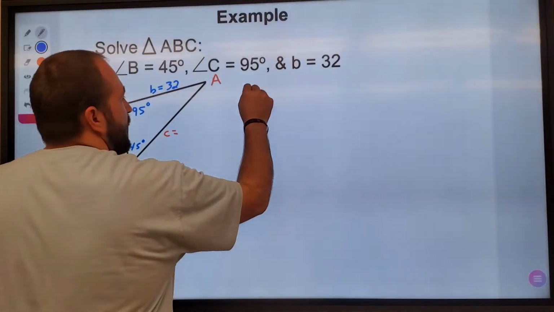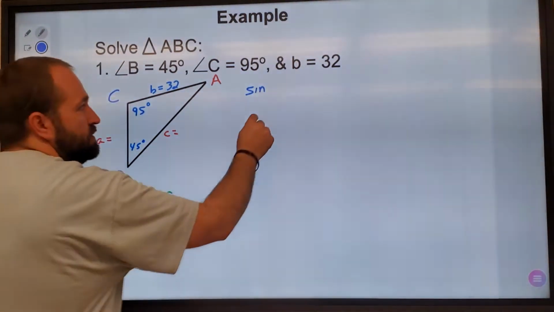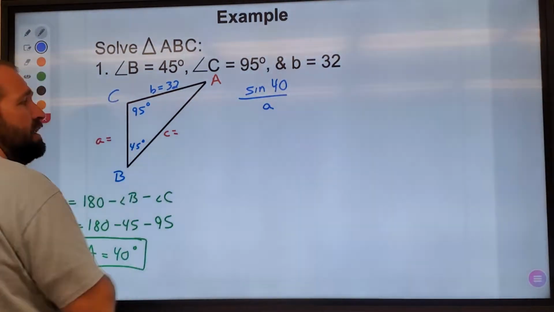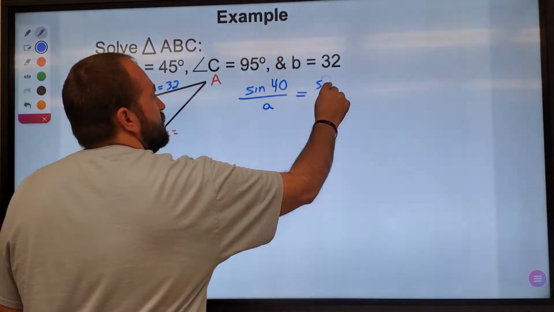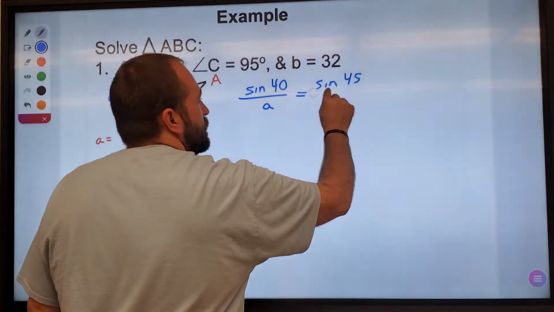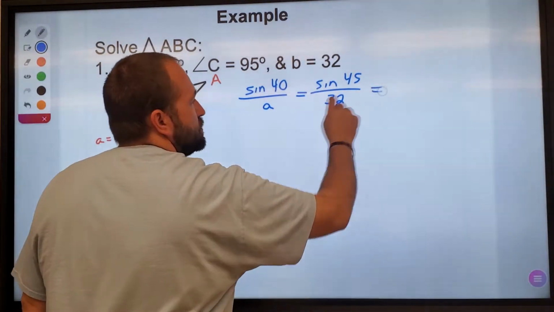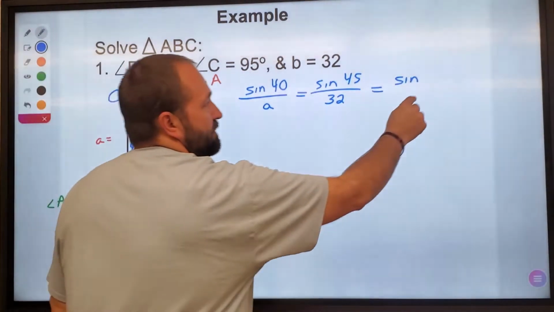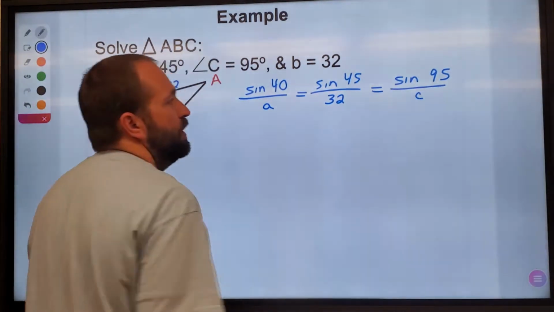Okay, so then we set up the law of sines. So sine of angle A, which we found to be 40 degrees, so sine of 40, over side A, we don't know side A yet, is equal to sine of angle B, which was given as 45, over side B, which was 32, which is equal to sine of angle C, which is given as 95 degrees, over side C, which again we don't know.